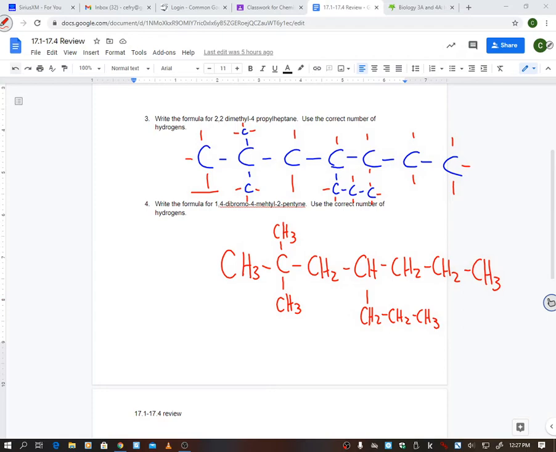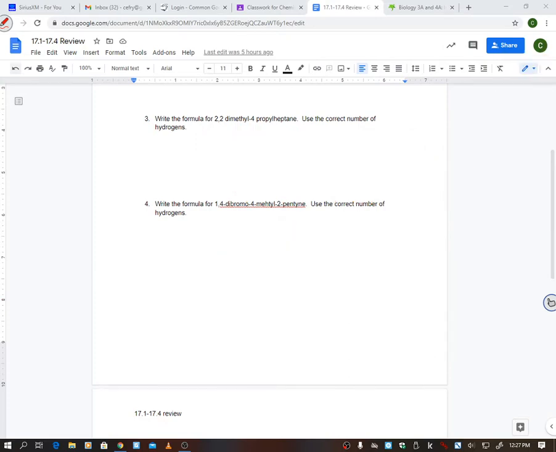Some students by the end of this chapter get to where they know how many hydrogens there are going to be and they just start writing it like that. I will begin to do that as I get you guys used to this. You will see me start to write them like that. So anyways, this is how you write that one with the correct number of hydrogens.